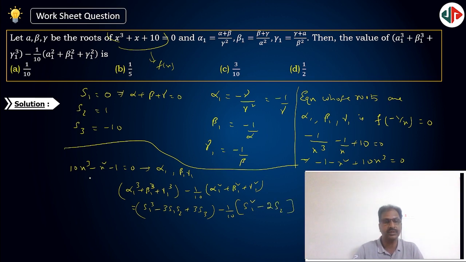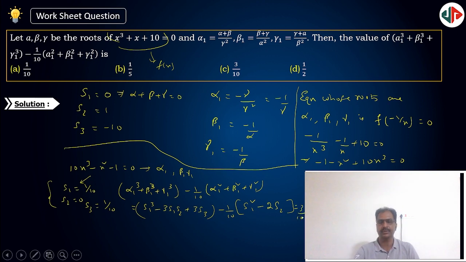Now S1, S2, S3 are for this equation. So what is S1 here? 1 by 10. S2 is anyhow 0. S3 will be 1 by 10. Now substitute these S1, S2, S3 values here and simplify. You will get the answer as 3 by 10.